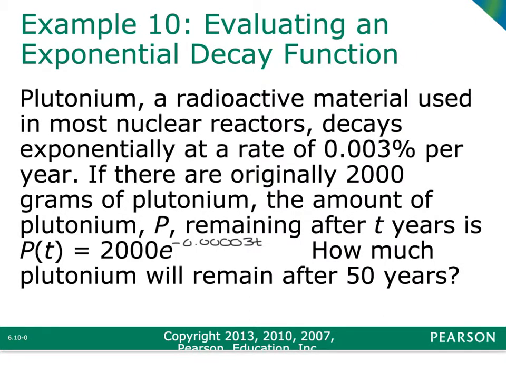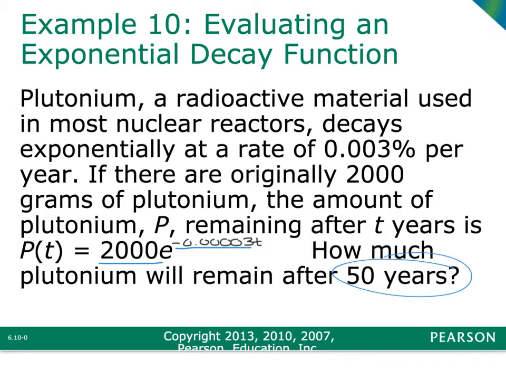Okay, so an example of something you could encounter. Plutonium, a radioactive material used in most nuclear reactors, decays exponentially at a rate of 0.003% per year. If there are originally 2,000 grams of plutonium, the amount of plutonium remaining after t years is given by this equation. How much plutonium will remain after 50 years? If you investigate the equation, notice the initial amount of plutonium is put in the front, that's the 2,000, and notice the decay rate is put in the exponent. That's always going to be the case.